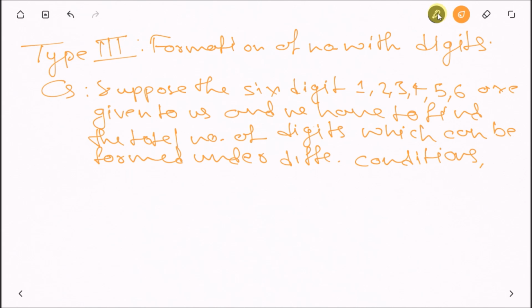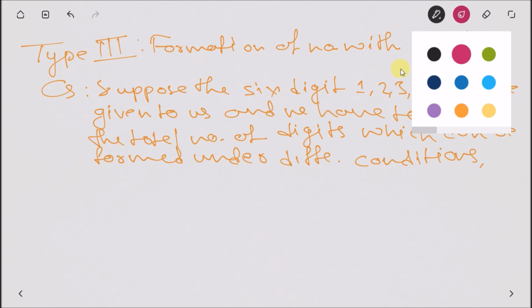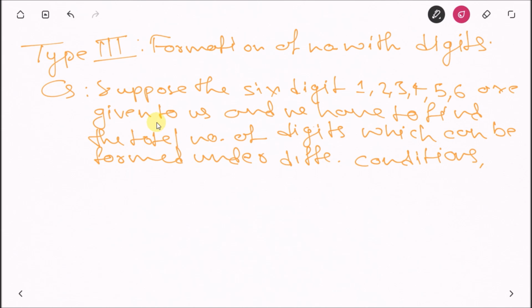The next type is type 3, which is about formation of numbers with digits. We have the question: suppose the 6 digits 1 2 3 4 5 6 are given to us, and we have to find the total number of numbers which can be formed under different conditions. So the first condition is there is no repetition.